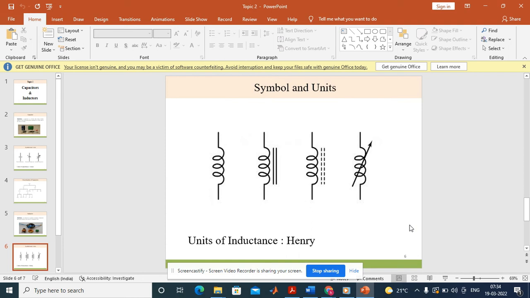Here we have the symbols of inductors: the fixed inductor air core symbol, the iron core fixed inductor symbol, and the ferrite core fixed inductor symbol. And this is a variable inductor symbol, wherein the value of the inductance can be varied by making use of a third variable terminal. And the unit of inductance is the Henry.